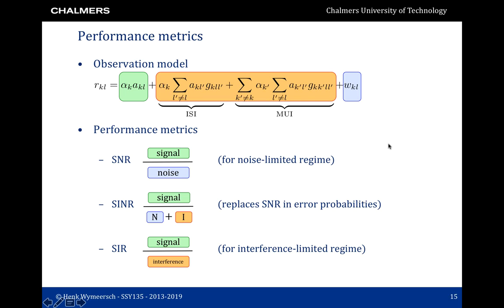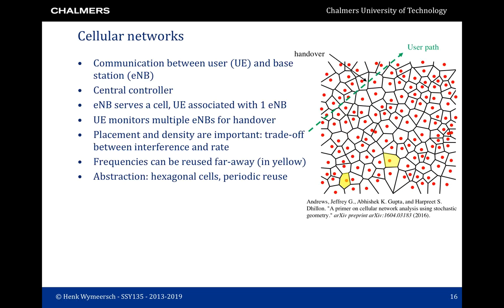These performance metrics are used to analyze the performance of communication systems for multi-user settings. They are also interesting for cellular communications. In cellular networks, there is communication between users and base stations. There is also a central controller that connects all of the base stations.